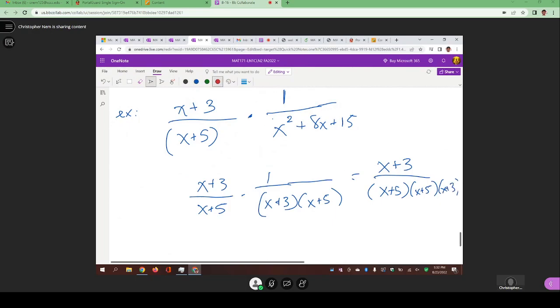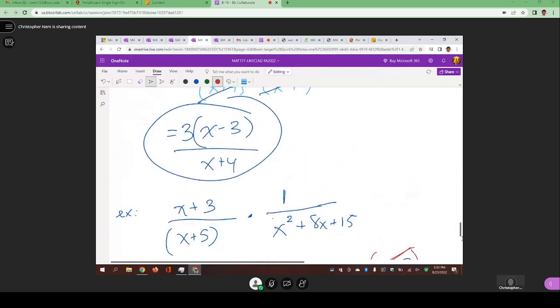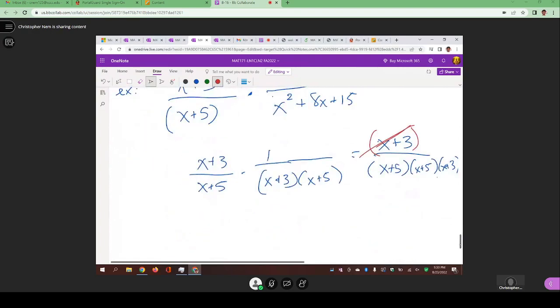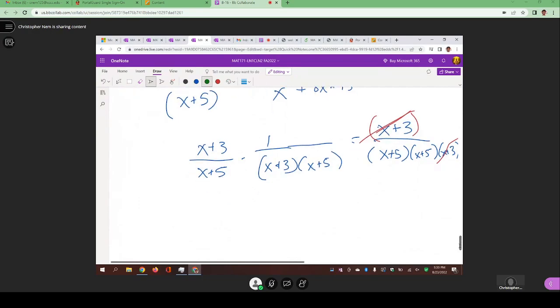And then if I cancel things out, the top counts as one giant object. I can cancel x plus 3 and x plus 3. And then I have nothing remaining at the top. Remember, if you cancel everything out, you're not left with 0. Rather, you're left with 1 over x plus 5 squared. So be careful when you cancel things out. There's going to be a 1 remaining.